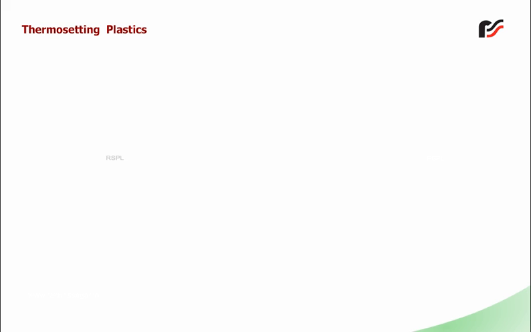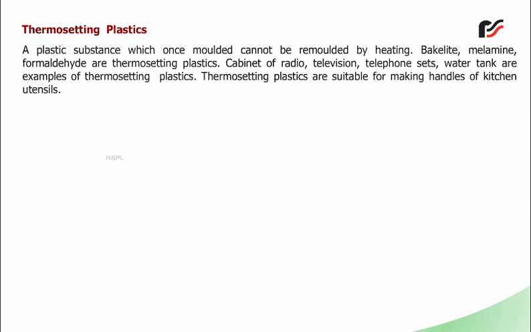Thermosetting plastics: a plastic substance which once molded cannot be remolded by heating. Bakelite, melamine, formaldehyde are thermosetting plastics. Cabinets of radio, television, telephone sets, and water tanks are examples of thermosetting plastics. Thermosetting plastics are suitable for making handles of kitchen utensils.